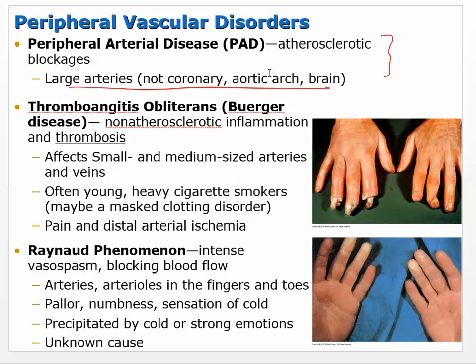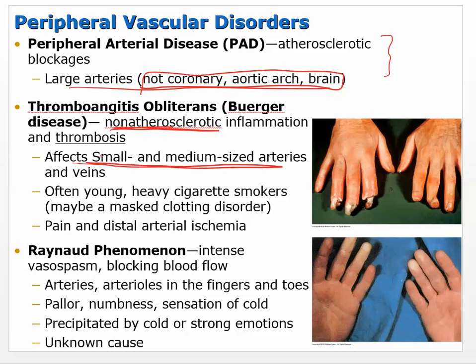Okay, peripheral artery disease. Of course, remember that peripheral artery diseases are not the coronary artery, not the aortic arch, not the brain. So thromboangiitis obliterans, or Buerger's disease, is actually a non-atherosclerotic inflammation and thrombosis. So this is not a peripheral artery disease because it's not atherosclerotic, but it affects small and medium-sized arteries and veins.